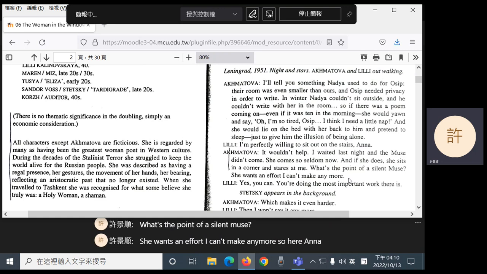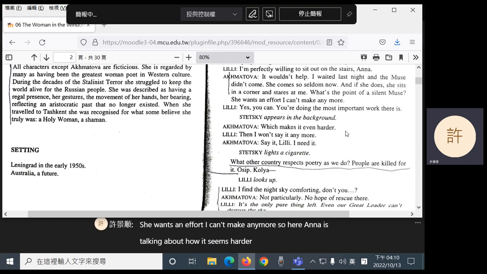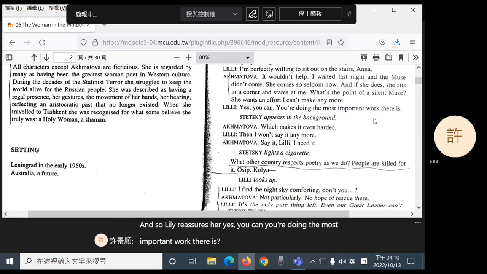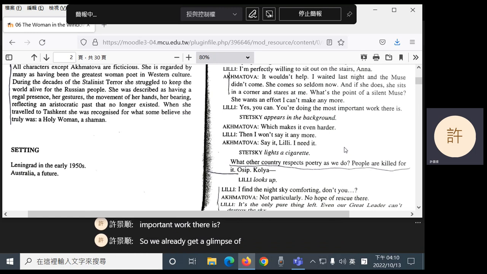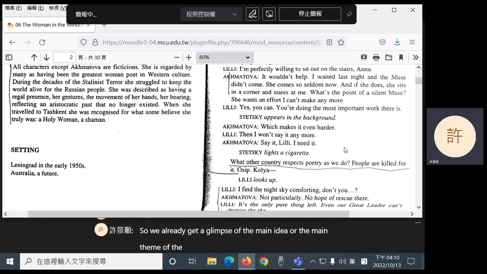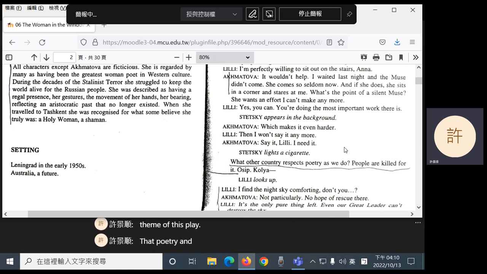So here Anna is talking about how it seems harder and harder for her to write poetry. The muse no longer talks to her, no longer tells her what kind of poetry to write. And so Lily reassures her, yes, you can, you're doing the most important work there is. So we already get a glimpse of the main idea or the main theme of this play, that poetry and writing and art are the most important work there is. And by reading the rest of the play, we get a sense of why it is so important.